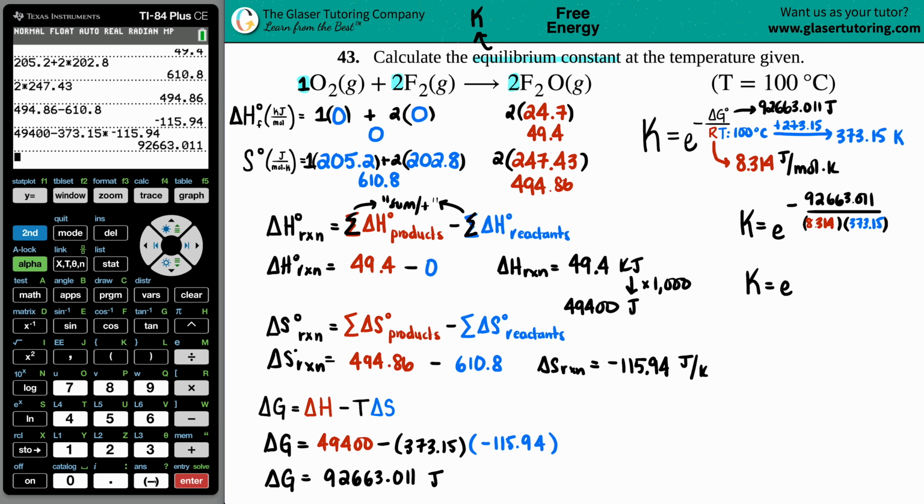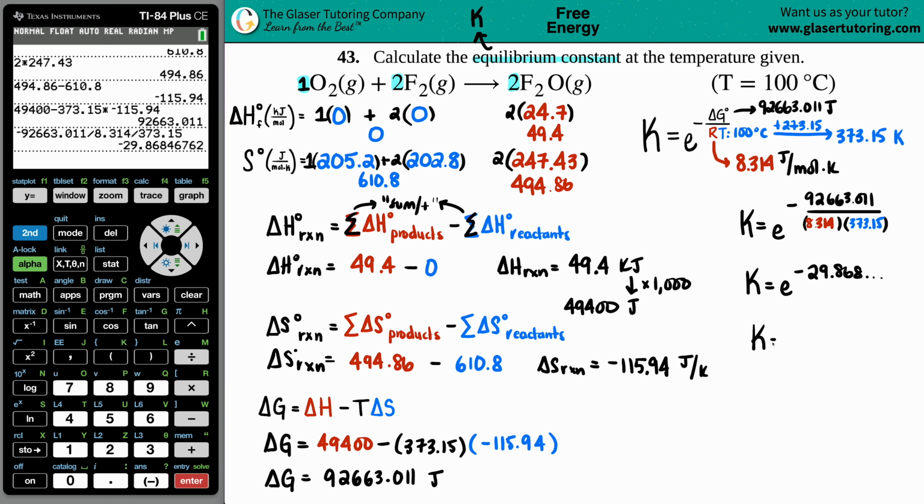So it's a negative of that, divided by 8.314. Now I want to keep that temperature in the denominator. I'm not using any parentheses, so I have to press divide, 373.15. And I get a lot of decimals: negative 29.868... Remember, you only round your final answer.